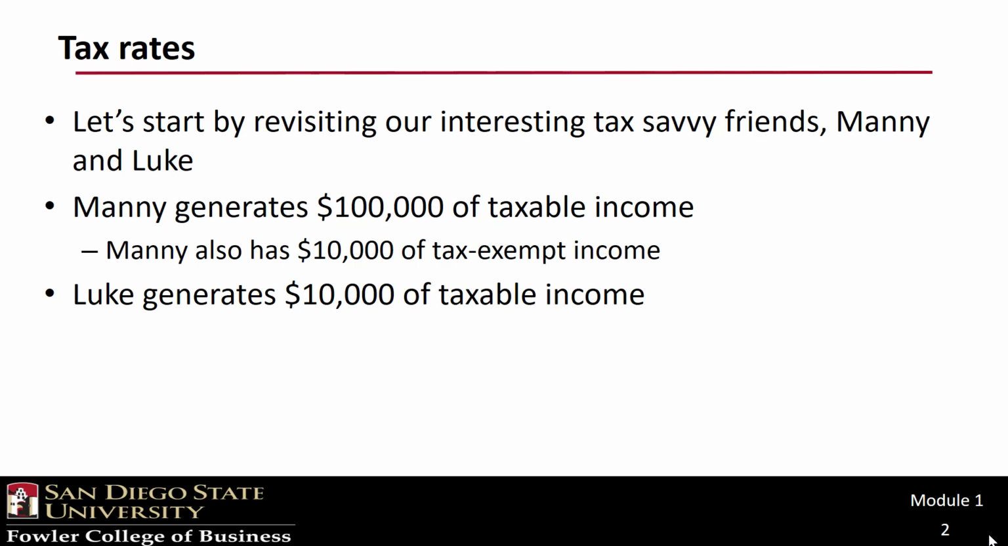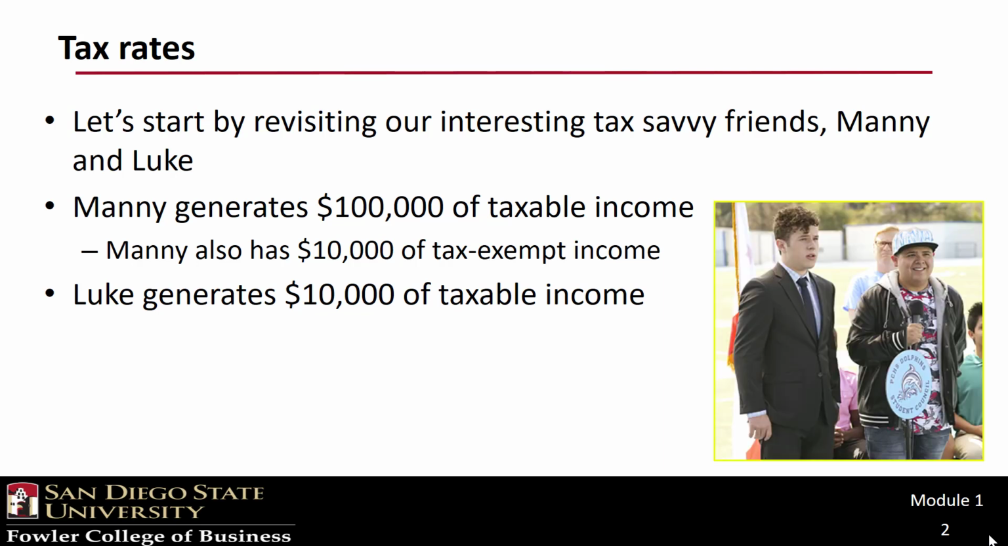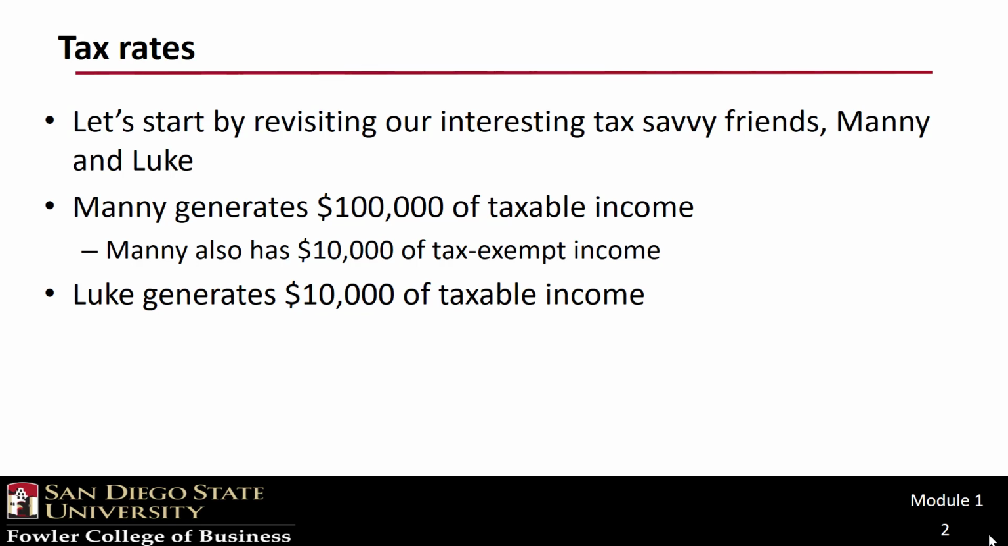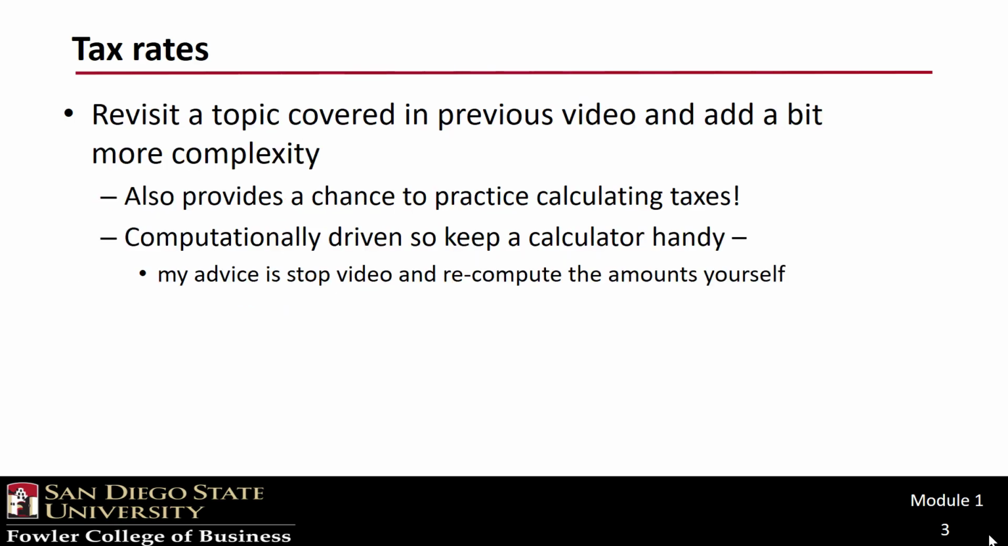In any event, let's go back to Manny and Luke again. Recall that Manny has $100,000 in taxable income and Luke only $10,000. However, now let's assume Manny is also lucky enough to generate $10,000 in tax-exempt income. Good on you, Manny. The tax liability for both is calculated exactly as it was in the previous video.